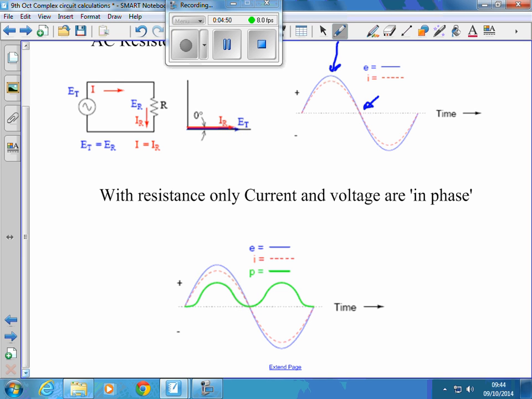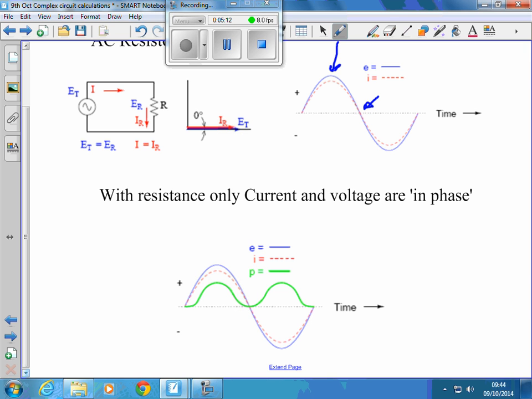So, current and voltage in phase. If we look at the power, it is always a multiplication of the instantaneous voltage and the instantaneous current. So we get two positive power pulses with a resistor. We'll come back to the power shortly.